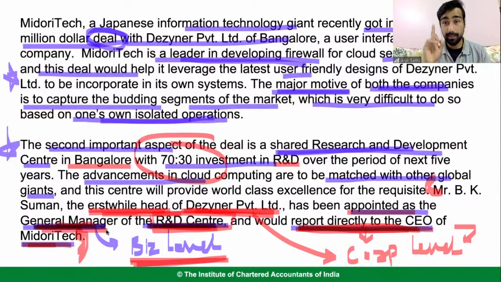He is general manager. अभी you will get confused कि R&D तो function है. R&D को head करने वाला person is a functional manager. You will think R&D को देखने वाला is a functional manager, but remember general manager, he is appointed as the general manager.